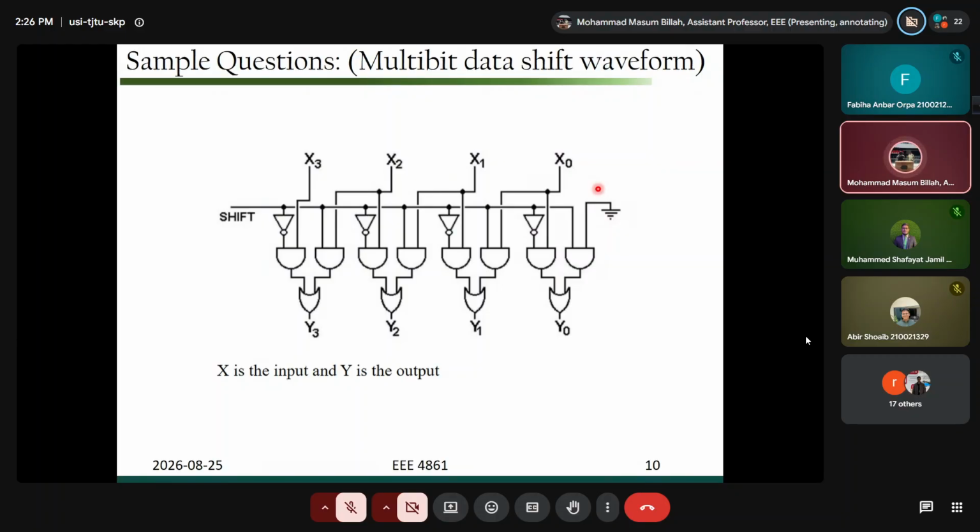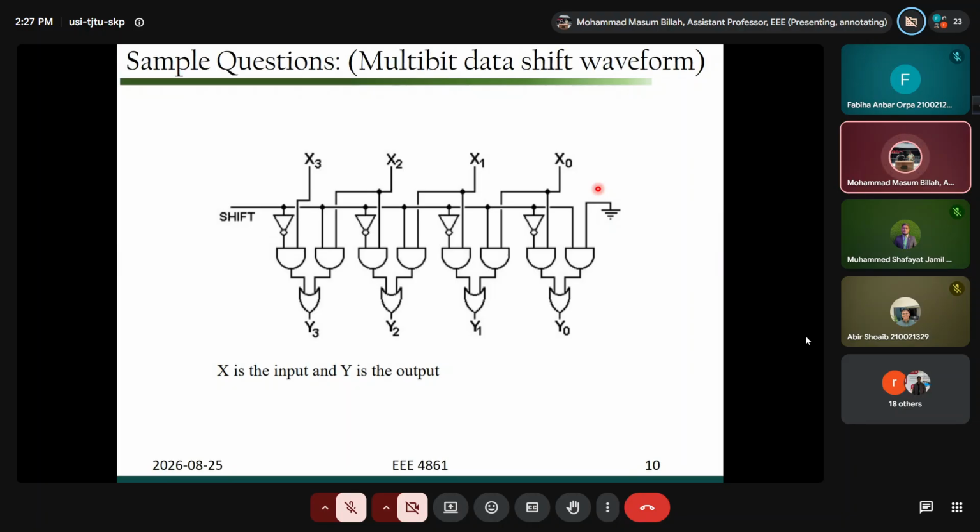So what you need to do, you need to know how digital data can be transferred. If X0 is 1, what will be the Y0? When X1 is 1, what will be the Y1 or Y2 or Y3? This kind of data shifting you should know. And also you can see here on top, below that red dot, there is a ground connection, right? The rightmost AND gate has one of its inputs grounded. You should know how this ground may impact the shifter performance.